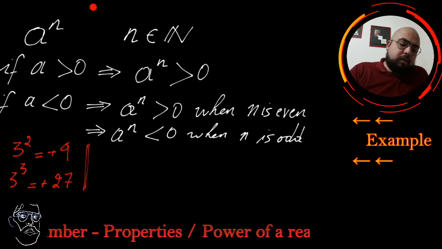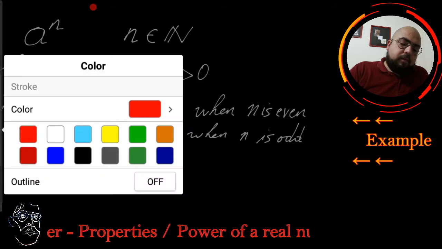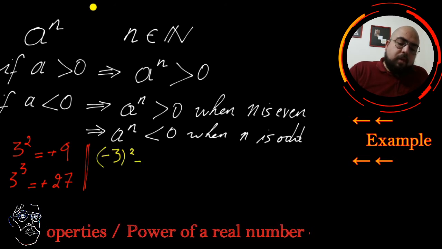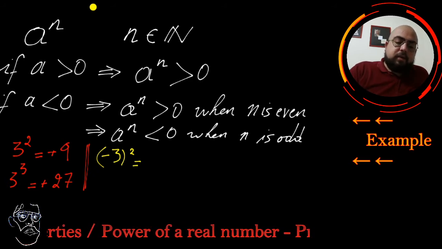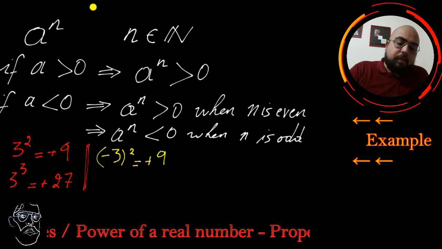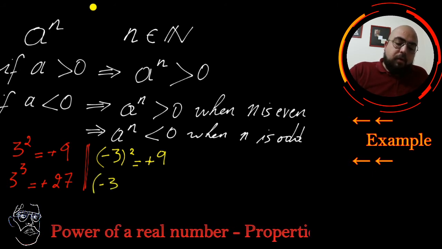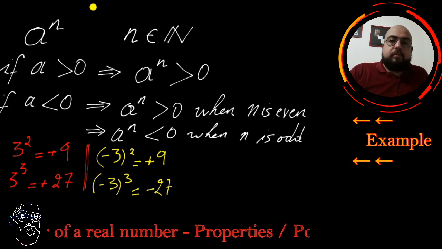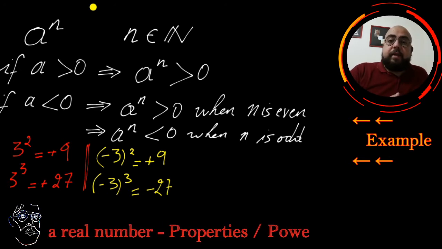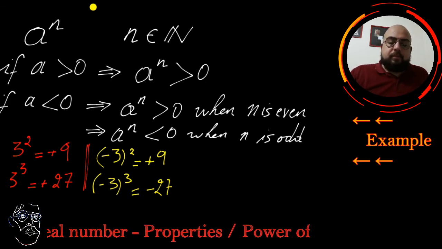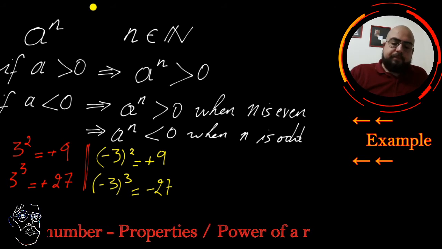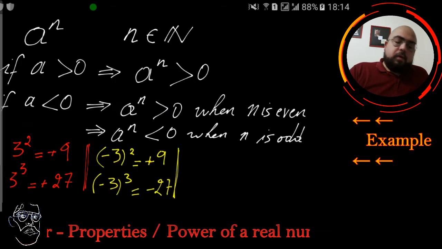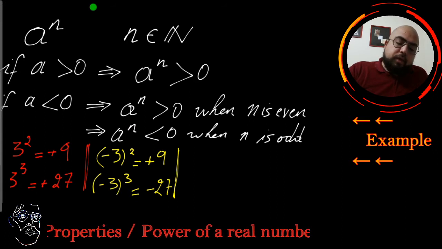Alright. Now let's take a negative. What about minus 3 to the power of 2? So minus 3, a is negative, n is even, the result will be positive, a to the power of n will be positive. Now minus 3 to the power of 3 is equal to minus 27. It's minus 3 times minus 3, which is 9, times minus 3, it's minus 27. So a to the power of n will be negative. What about, again, let's take some other examples. Minus 3 to the power of 4.